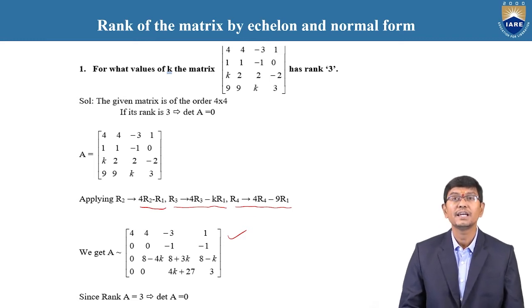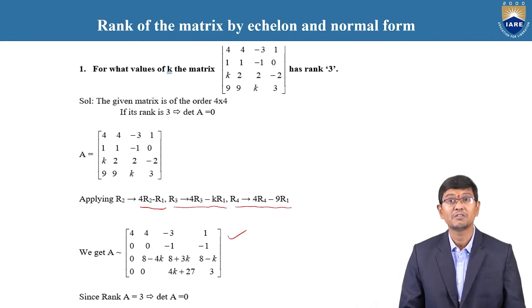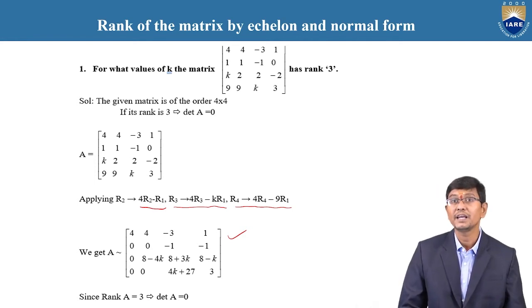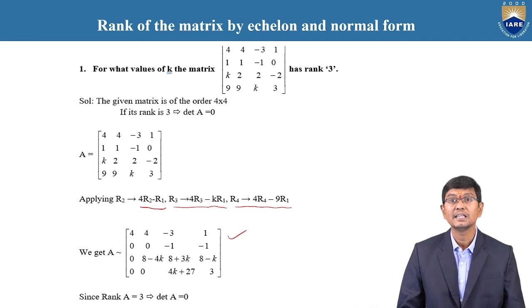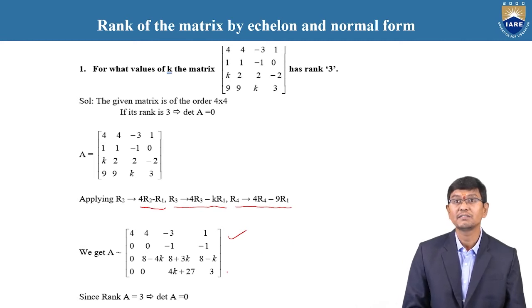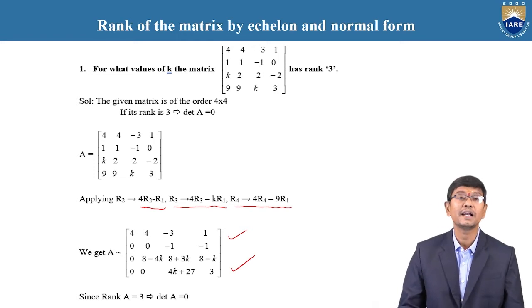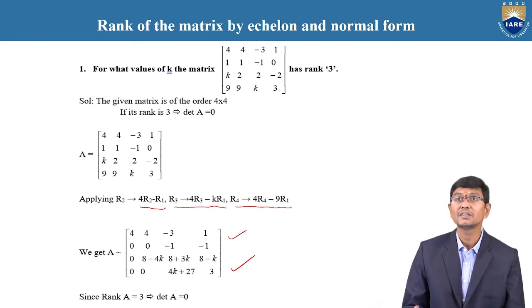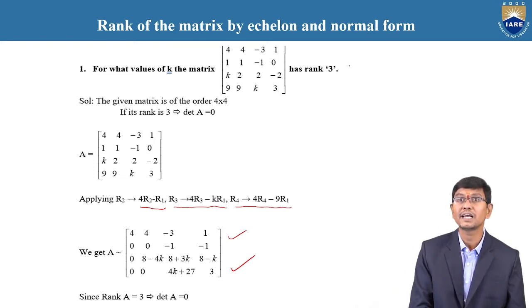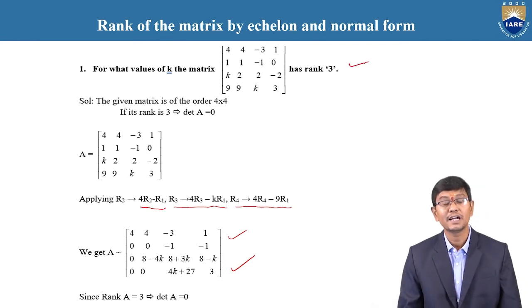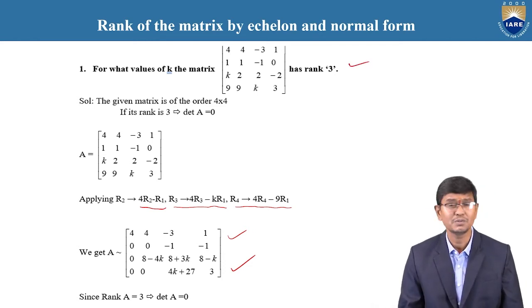By applying all these operations, we clearly obtain the matrix A = 4 4 -3 1; 0 0 -1 1; 0 8-4k 8+3k 8-k; and 0 0 4k+27 3. And here we need to understand that the rank of the matrix is 3, so the determinant of the given matrix must be 0.